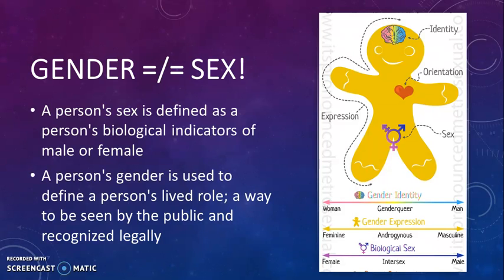So a person's sex is defined as a person's biological indicators of male and female, like their sex chromosomes, sex hormones, and their non-ambiguous internal and external genitalia. Gender, on the other hand, is used to define a person's lived role as a boy or girl, or a man or woman. This is basically a way to be seen by the public and to be recognized legally.